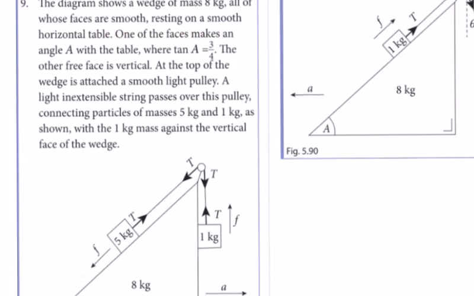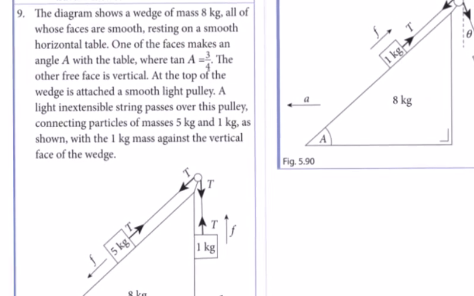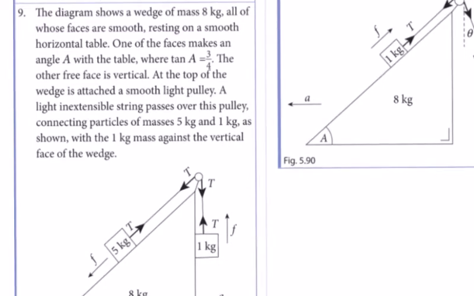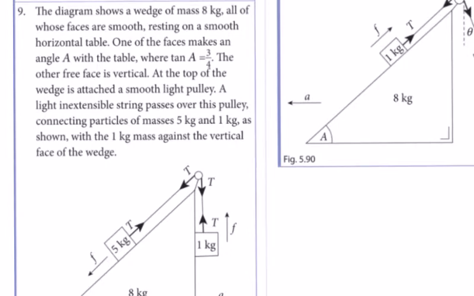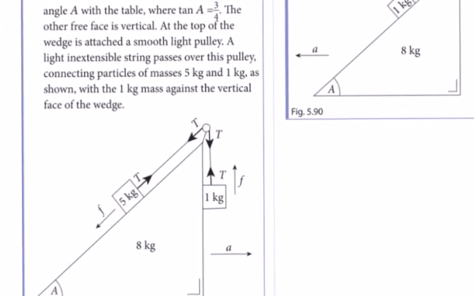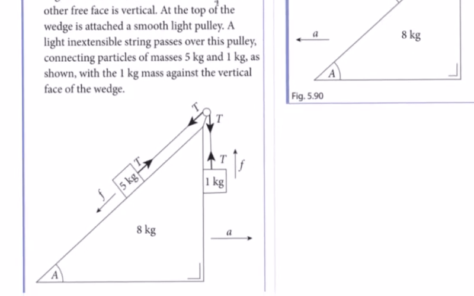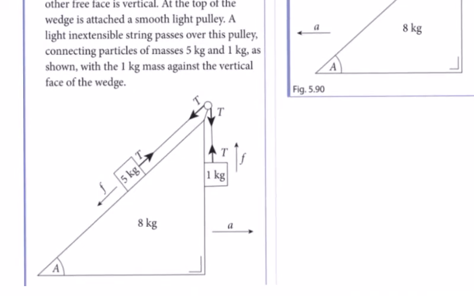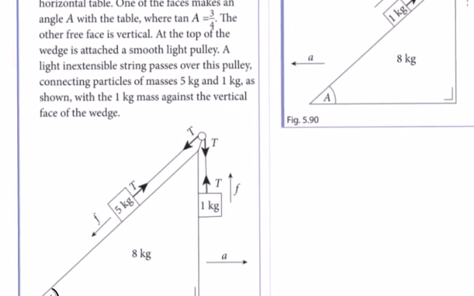This diagram shows a wedge of mass 8 kilos, all of whose faces are smooth, resting on a smooth horizontal table. One of the faces makes an angle A with the table where tan A is 3/4. The other free face is vertical. So here's my A, and tan A is 3/4.